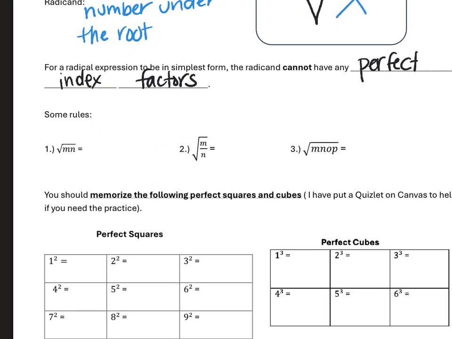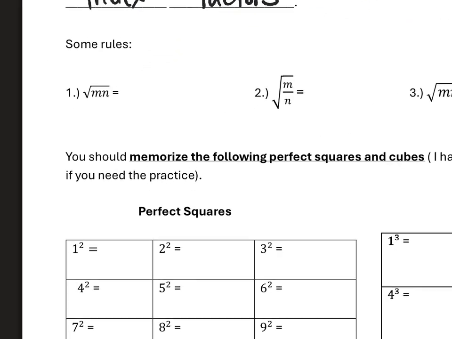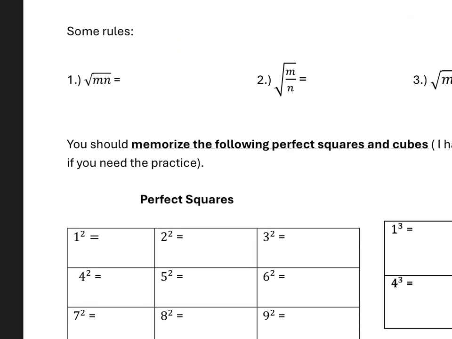Some other rules that are helpful and necessary are that we can split up roots and go back and forth based on the operation that we're doing. So if we have the square root of m times n, we can split this to be the square root of m times the square root of n. And that's how we're going to be able to simplify when we have perfect square factors. This also works vice versa. So if you have the square root of m times the square root of n, you could multiply those together.